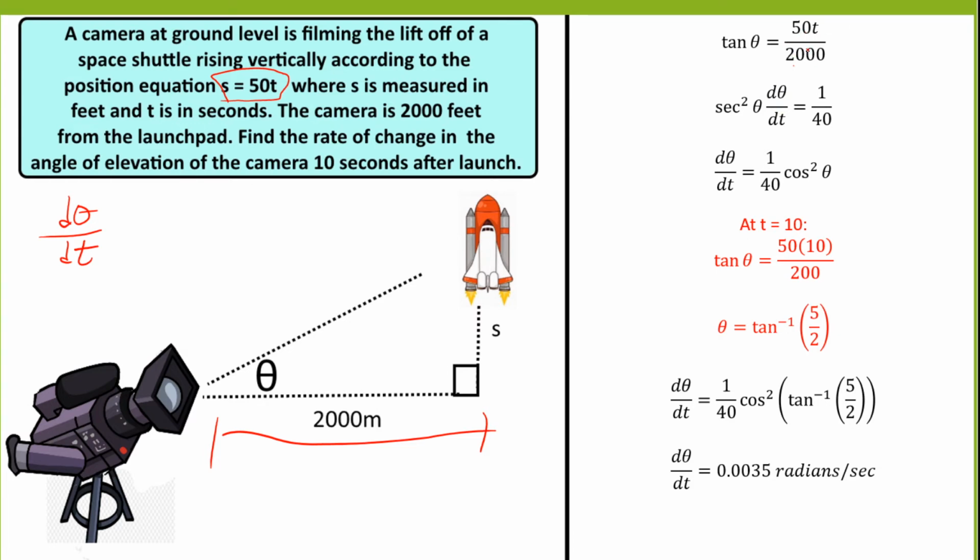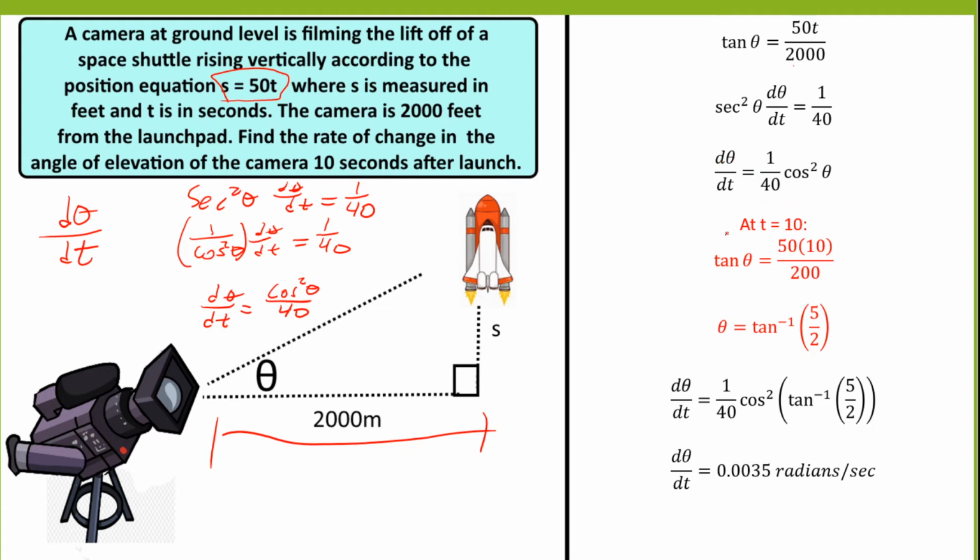50 over 2000 is 1 over 40 times t. If I derive that, I'll get 1 over 40, just the constant in front. Because secant squared is the same thing as 1 over cosine squared, I can multiply both sides by cosine squared and get d theta over dt, which is what we're looking for. Okay, so that gives me cosine squared over 40 is d theta over dt.